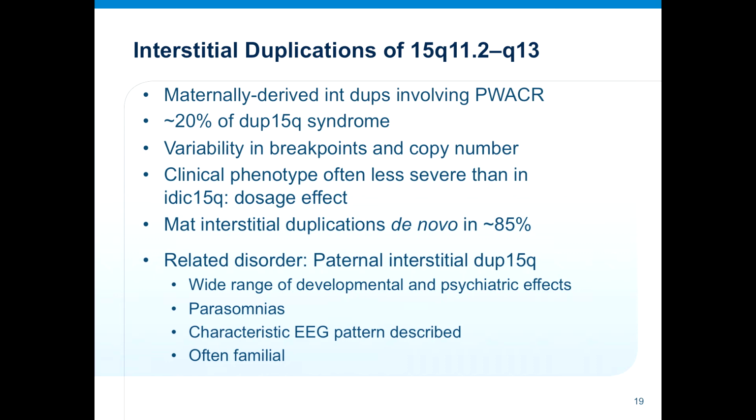There is a paternal interstitial DUP15Q. It's not the syndrome, but it has a much wider range, I think, of developmental and psychiatric effects, and even individuals who have very few clinical effects. There are some parasomnias involved, and it's got a characteristic EEG pattern that's been described. Can also be seen in maternal DUP15Q syndrome. And that disorder, the paternal interstitial, is often familial.